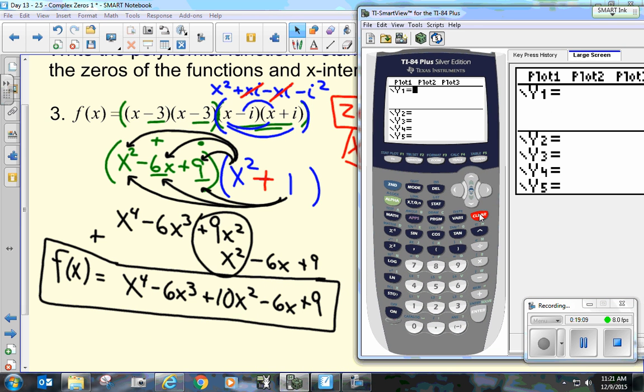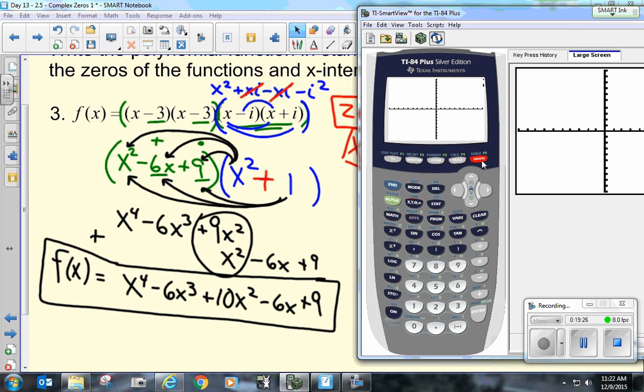So we'll clear this out. We've got x to the 4th. Wow, x to the 4th. Bam. Minus 6x cubed. Bam. Plus 10x squared. Minus 6x plus 9. Let's graph it. And there it is.